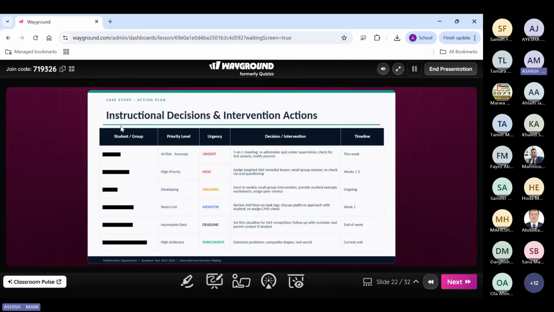Now, instructional decisions and intervention actions. This is based on a timeline of when we can do this. Those who are at risk need urgent help. We have to provide a one-to-one session. We can provide them another quiz, and we have to check for their test anxiety, and notify the parents. This is the decision we have to take.